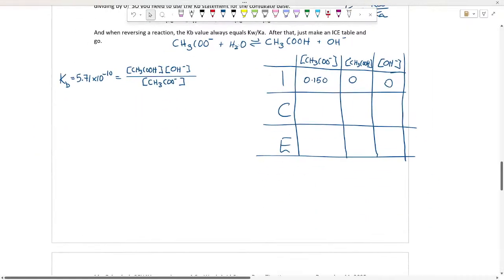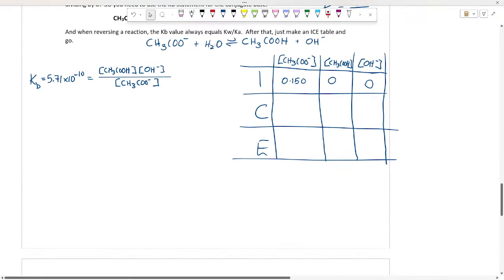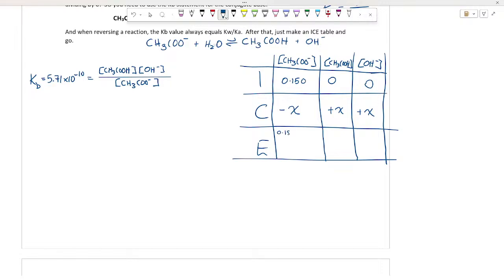Okay. And now, what check could we perform? Well, what's the change going to be? This is going to get used up. These are going to get made, right? So this will be 0.150 minus x. This will be x. That'll be x. What check can we perform here?